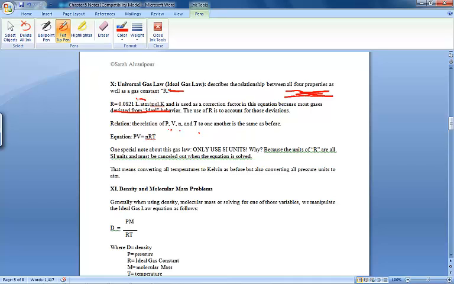Notice the units of R here are all in SI units, which means those are the units that you should be using every time you use the ideal gas law. Volume should be in liters. The pressure should be in atmospheres, n or moles should be in mole units, and temperature should be in Kelvin.